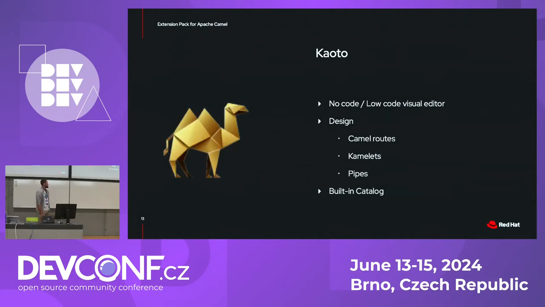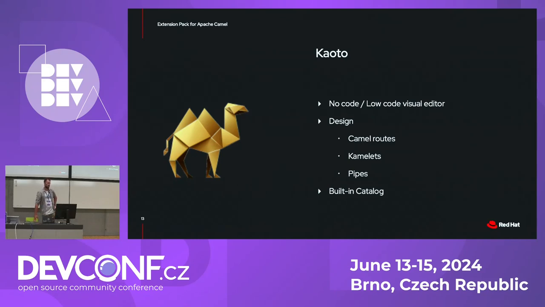And last is the Kaoto, which is the no code / low code visual editor. It allows you to design Camel routes, Kamelets, pipes. And that's basically about providing another improved user experience, because all I was talking about before was about having the DSL, which is again some source code or some stuff like that. You need to still kind of understand and be a developer, maybe a daily user of Apache Camel.